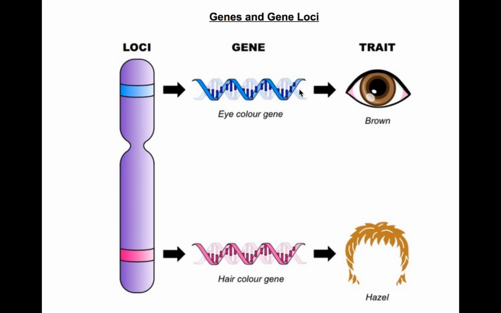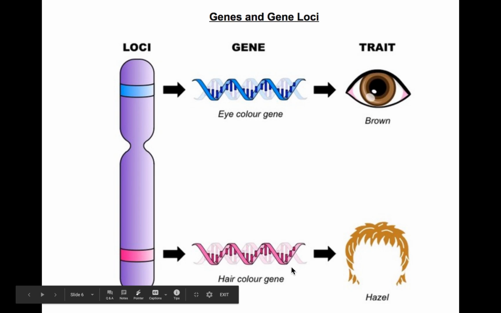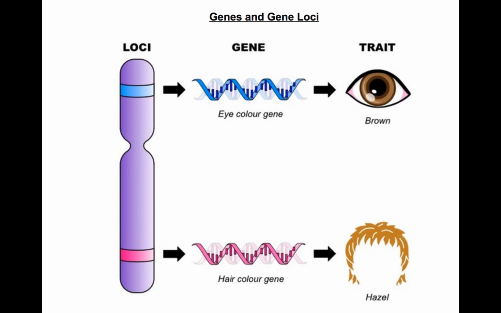And this base sequence codes for this person's allele, or trait, and that would be they have brown eyes. For this pink one, we have hair color, so this is the DNA wrapped around here, and apparently this person's hair color is hazel. I've never heard someone's hair color be called hazel, but this picture says it.